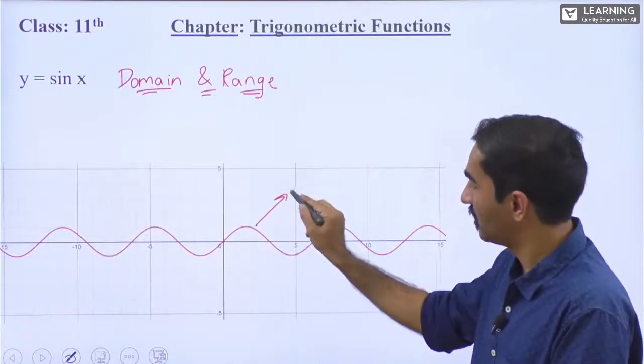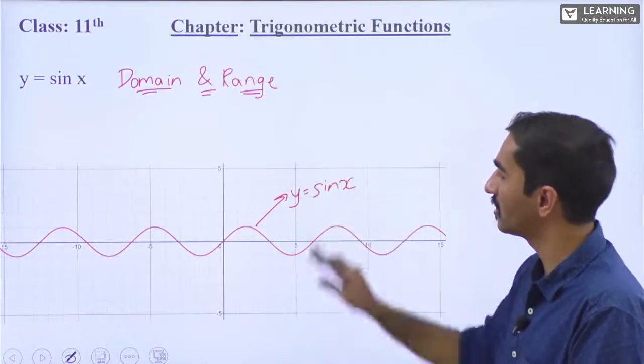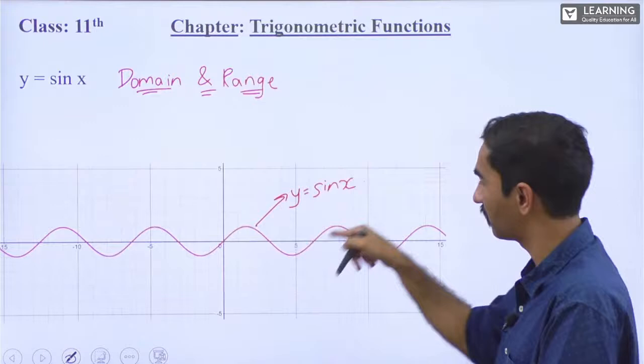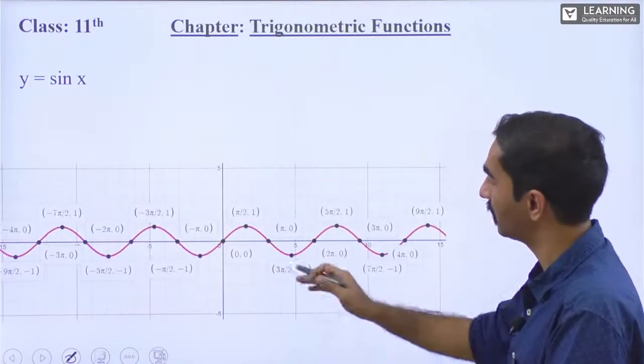What is the function here, students? The function here is y is equal to sine x. So this is our function. So this is the sine x graph. Okay, to be very clear with this, we'll go to the next one, same thing.